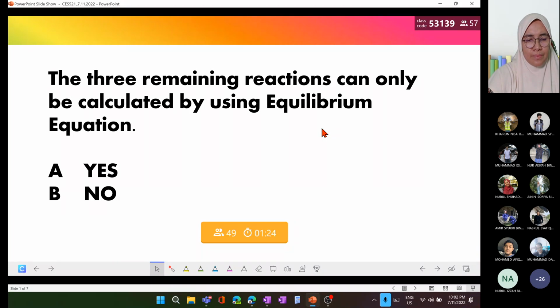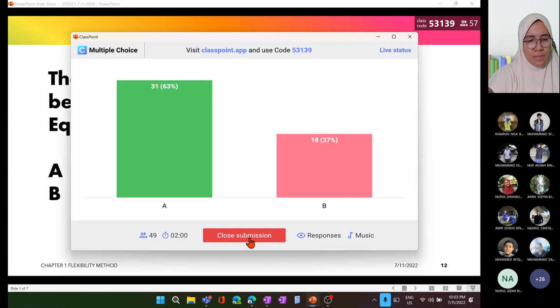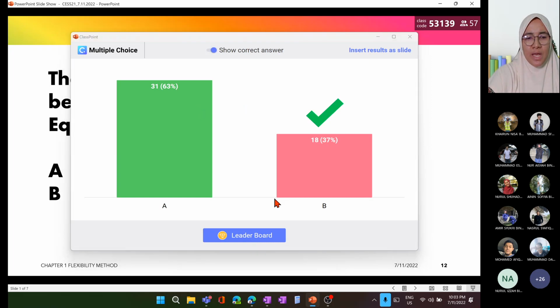Okay, we have another 30 seconds. Okay, 45 have responded. The three remaining reactions can only be calculated by using equilibrium equation. Yes or no? Who chose yes and who chose no? Okay, another 5 seconds. Okay, the answer is B.